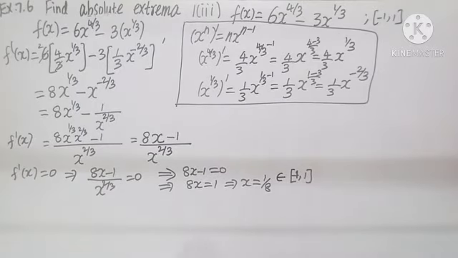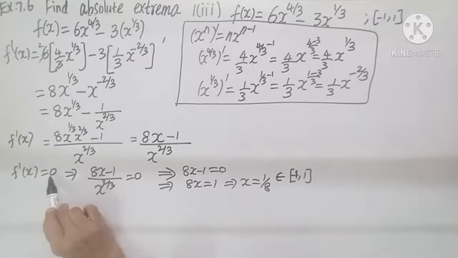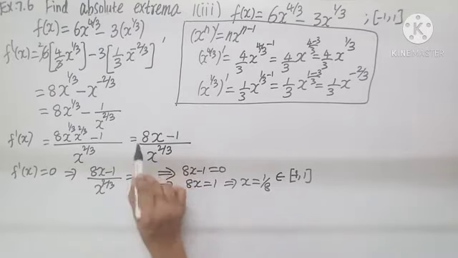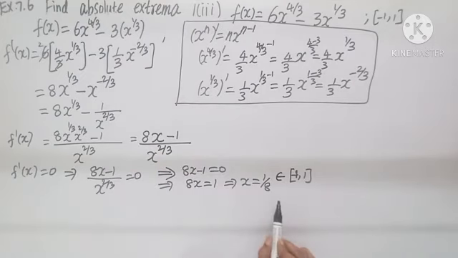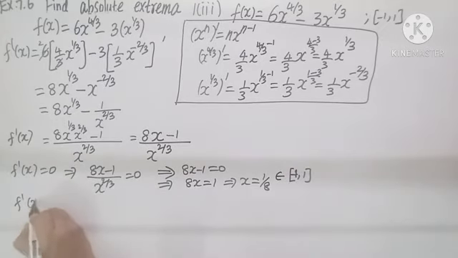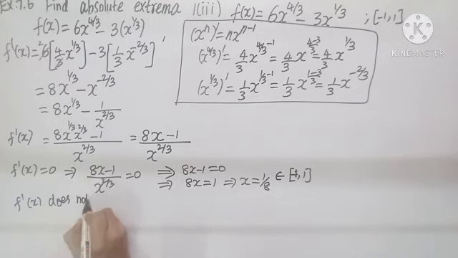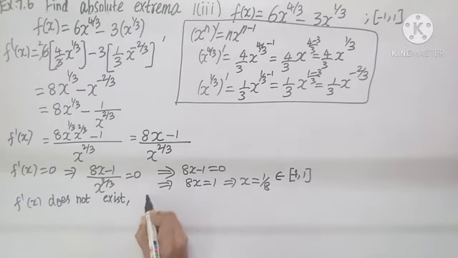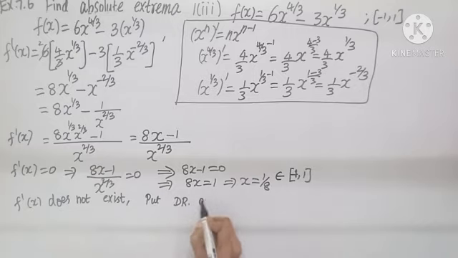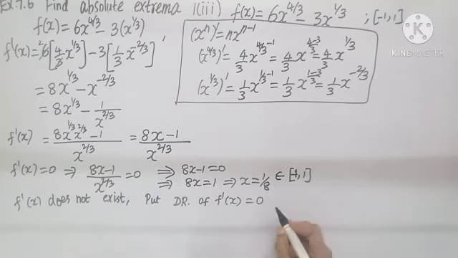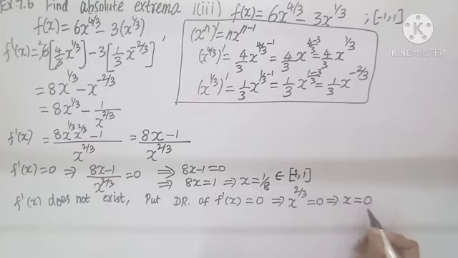Is that all? Whenever I put the derivative 0, I concentrate only on the numerator, which becomes 0 and gives me the value. Now is the time to check where f dash of x does not exist. What do you mean by the words does not exist? Put the denominator of f dash of x equal to 0. So what is the denominator? X power 2 by 3 equals 0 tells me x is equal to 0. This point also belongs to the interval minus 1 to 1.